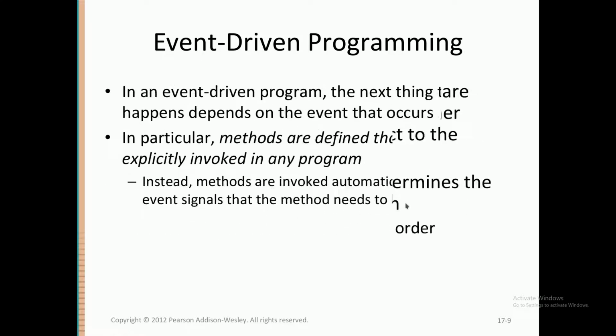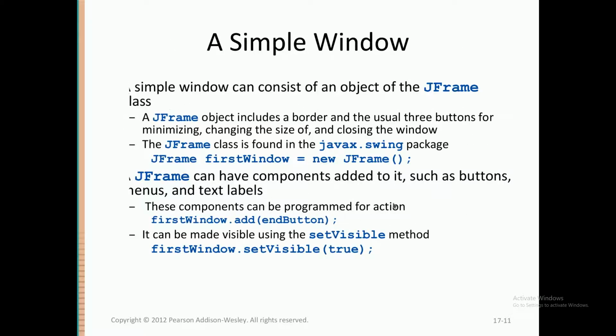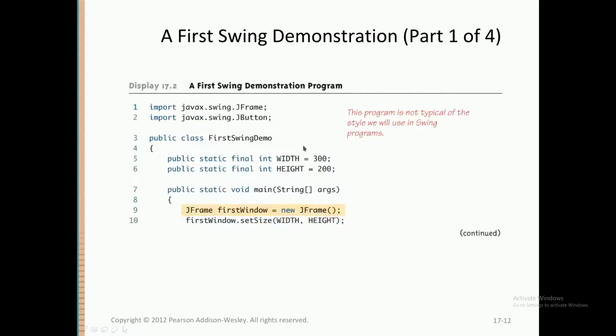Now I would like to jump right away to a simple application. First of all, let's have a look at this program and we'll try it. In this application, look, we are importing the JFrame and the JButton. The JFrame is the window. The JButton is a button that you can click on, and when you click on it, something should happen.